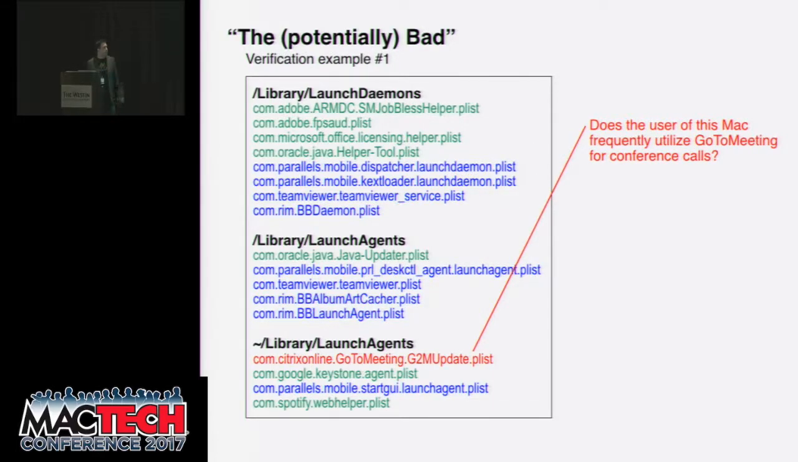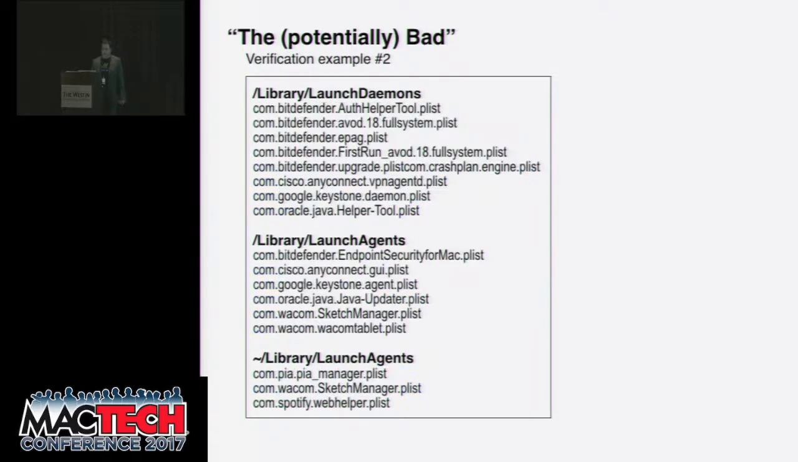And then the last one in this example is Citrix Online GoToMeeting. If the user of the Mac never uses GoToMeeting to do conference calls, or they did it once a couple years ago, then this can get rid of. If they use it on a regular basis, then you would leave it.